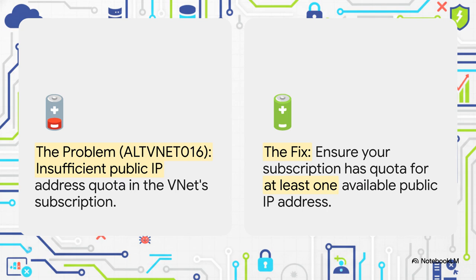And finally, we have ALTVNET 016. This error is a great reminder to zoom out a little bit, to look past the VNet and at the subscription itself. Remember how a public IP is one of those things Azure injects? Well, your subscription has a hard limit, a quota on how many public IPs you can have. If you're already at your max, the deployment is going to fail. You'll need to either delete one you're not using or just request a quick quota increase.